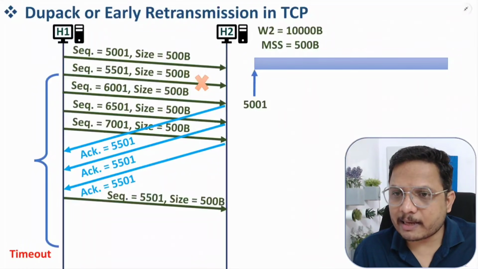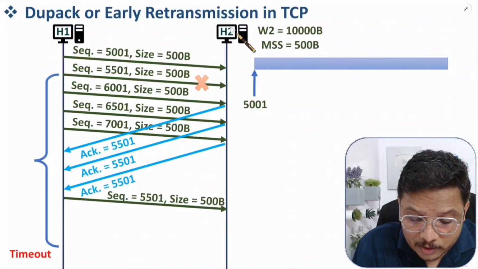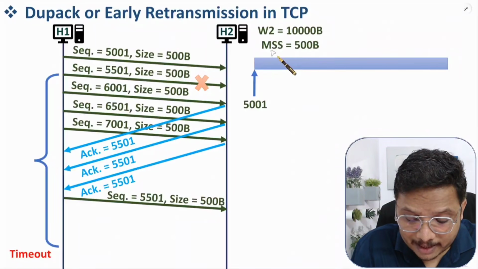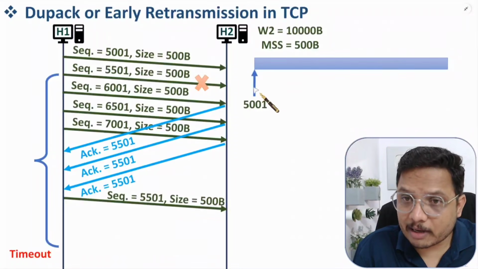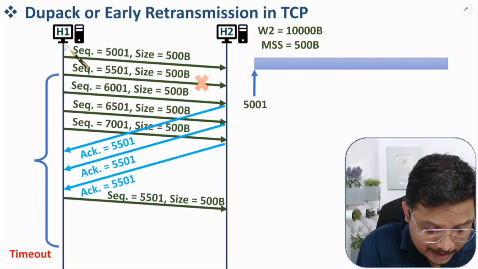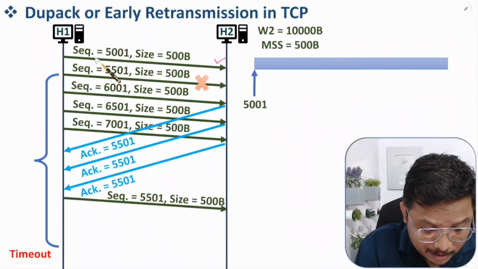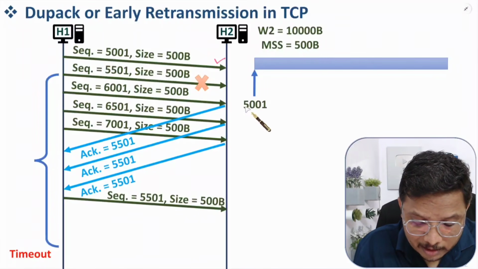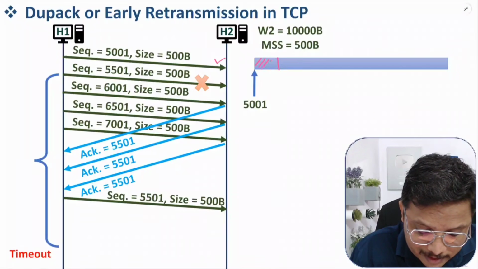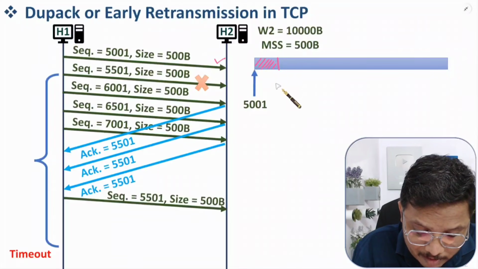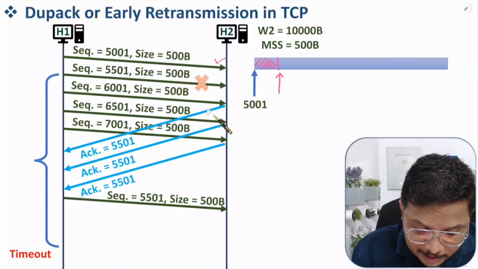See, here I'm taking one example. In that example, you see H1 is forwarding data to H2, and H2 has a window size of 10,000 byte and a maximum segment size of 500 byte. Right now H2 is waiting for sequence number 5001. So you see H1 is forwarding a frame that is received by H2 successfully, with sequence number 5001, and the size of the segment is 500 byte, right? Let us consider this segment is received successfully. So now H2 will be waiting for which sequence number? H2 will be waiting for 5001 plus 500, that will be 5501, right?